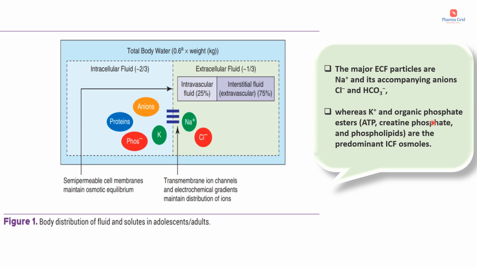Whereas potassium and organic phosphate esters, which include ATP, creatine phosphate, and phospholipids, are the predominant intracellular fluid osmoles. Okay, so here you can see the intracellular fluid. Here, the major intracellular cation is potassium and the anion is phosphate. Okay, so the major intracellular cation is potassium.